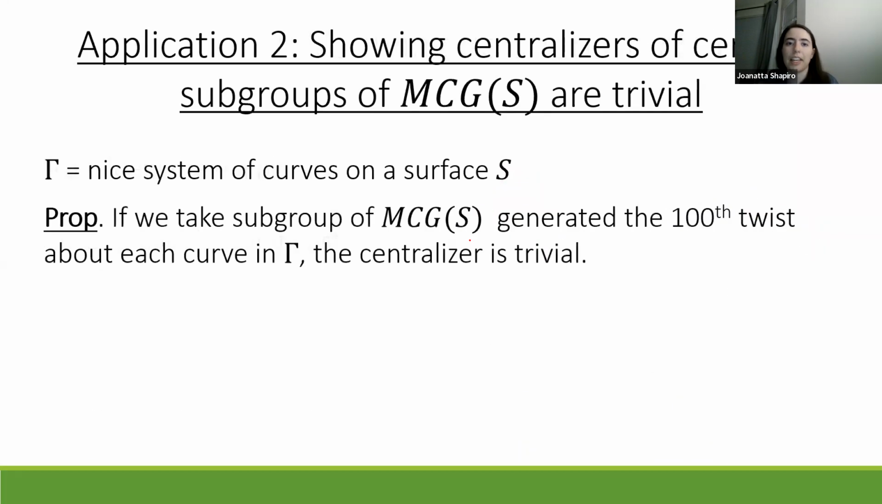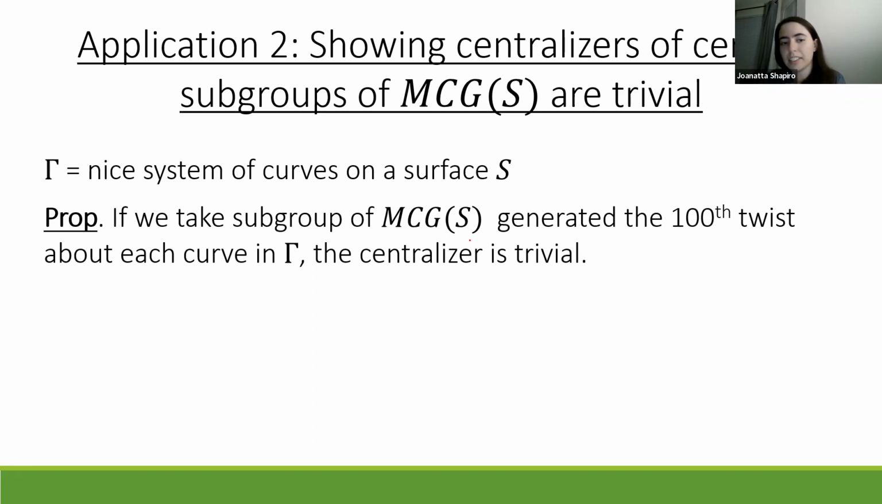A second application is that we can show that the centralizers of certain twist subgroups of the mapping class group are trivial. If we take our Alexander system to be gamma, and then take a subgroup of the mapping class group generated by, let's say, the 100th power, it doesn't matter which as long as it's non-trivial, of a twist about each curve in gamma, then the centralizer is trivial.